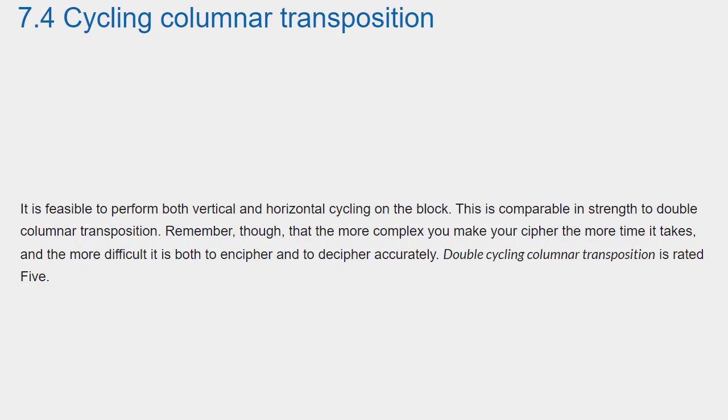It is feasible to perform both vertical and horizontal cycling on the block. This is comparable in strength to double columnar transposition. Remember, though, that the more complex you make your cipher, the more time it takes and the more difficult it is to both encipher and to decipher accurately. Double cycling columnar transposition is rated 5.